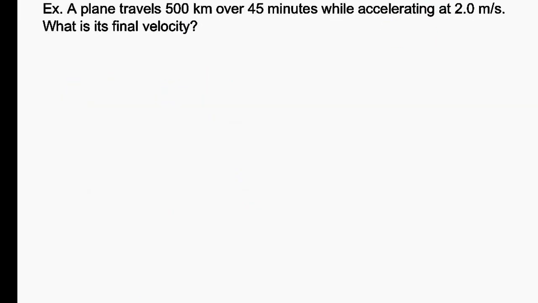Okay, let's try one more. So this one we have an airplane, it's going 500 kilometers, so we have a distance of 500, but we have 500 kilometers, so we got to be careful. Remember, when we're dealing with these, we want it to be in meters per second normally. So we have kilometers, minutes, meters per second, we got all kinds of units going on in this question, so let's change those right off the bat.